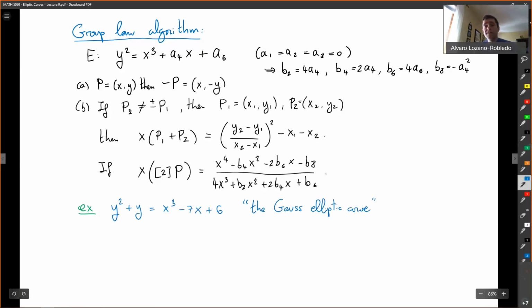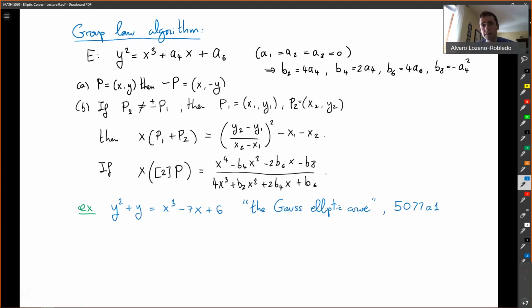Actually, not because it appeared in papers of Gauss, but because it was used in the proof of the Gauss class number 1 conjecture. Okay, so the Gauss elliptic curve, also known in LMFDB as 5077A1.